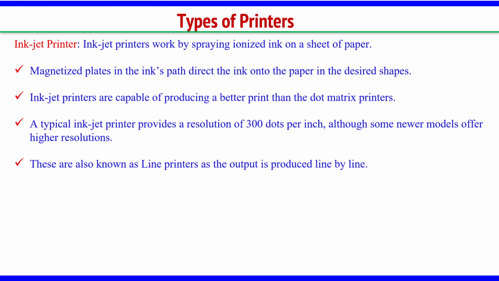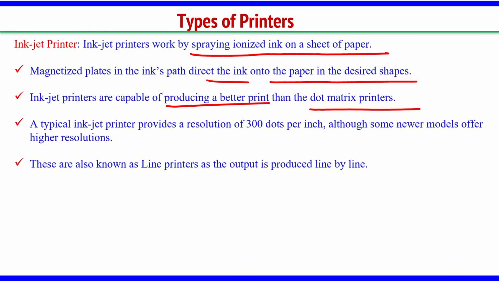Then we have inkjet printers. Inkjet printers work by spraying ionized ink on a sheet of paper. Magnetized plates in the ink's path direct the ink onto the paper in the desired shapes. So inkjet basically sprays ink onto the paper at that particular point. They are capable of producing a better print than dot matrix. Inkjet printers are better, and provide a resolution of 300 dpi, dots per inch. 300 dpi output is produced by an inkjet printer, which is high quality.